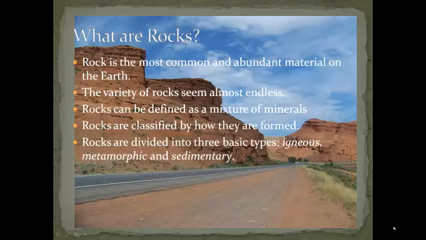Well, what are rocks? Rock is the most common abundant material on the earth. Just as we mentioned before, there's almost an endless variety of rocks. Rocks really can be thought of as a mixture of minerals. And when you classify rocks, you really classify them by how they are formed. They are divided into three basic types: igneous, metamorphic, and sedimentary. The picture in the background is some sedimentary rock, mostly sandstone, and this is a picture of the Wind River Range in Wyoming.